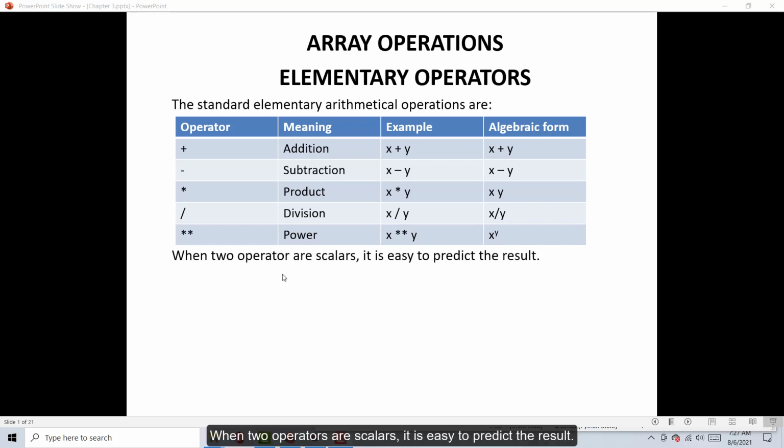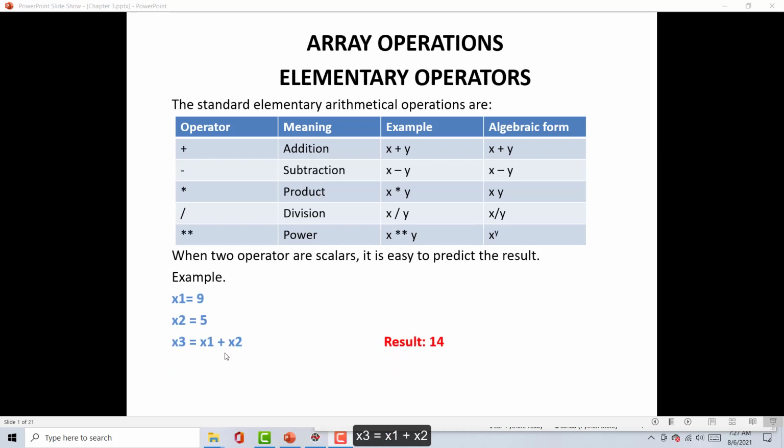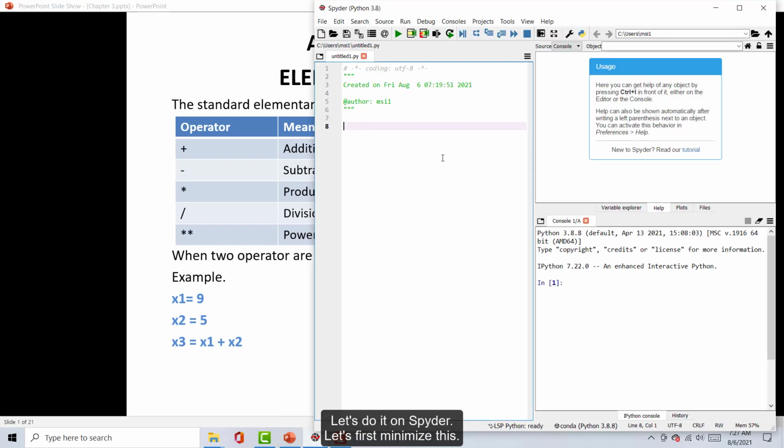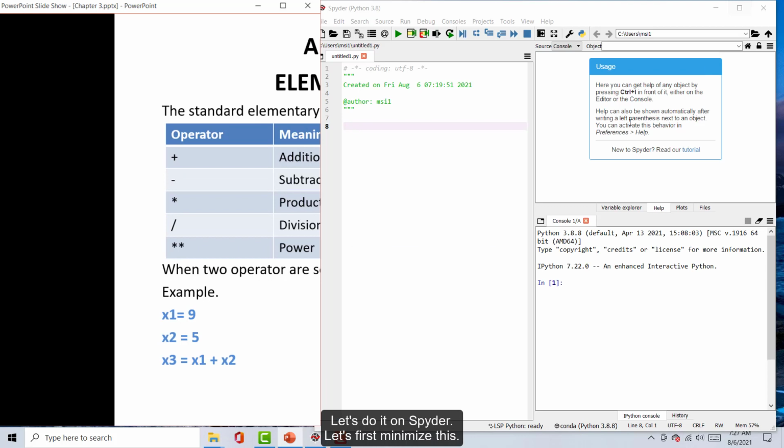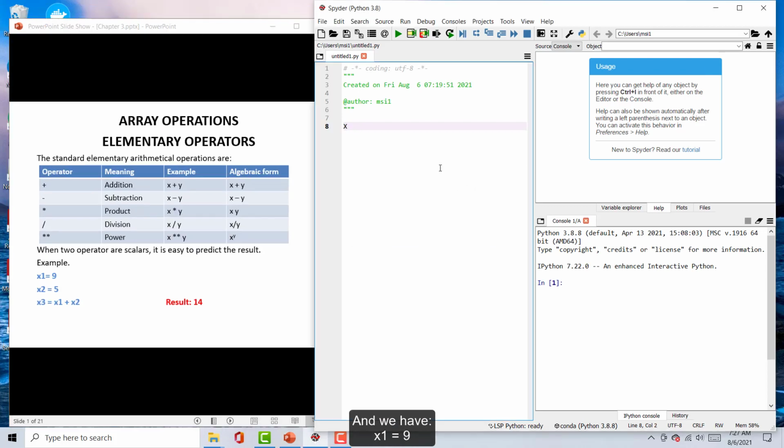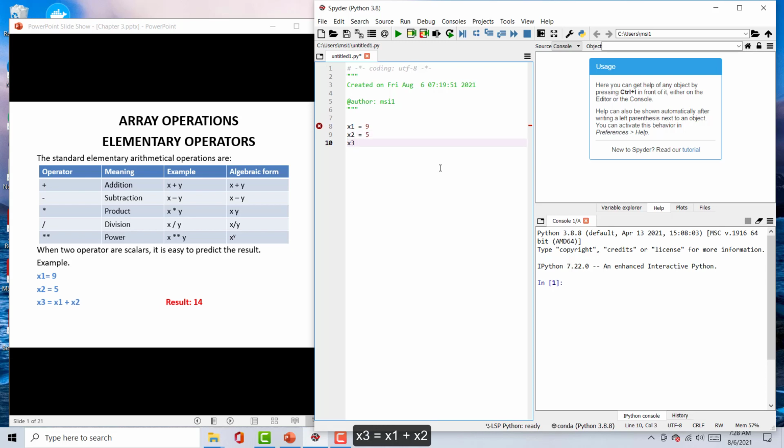When two operands are scalars, it is easy to predict the result. By scalars we mean simple variables. For example, x1 is 9, x2 is 5, x3 is x1 plus x2. Let's do it in Spyder. Let's first minimize this, and we have x1 equal 9, x2 equal 5, x3 equal x1 plus x2.